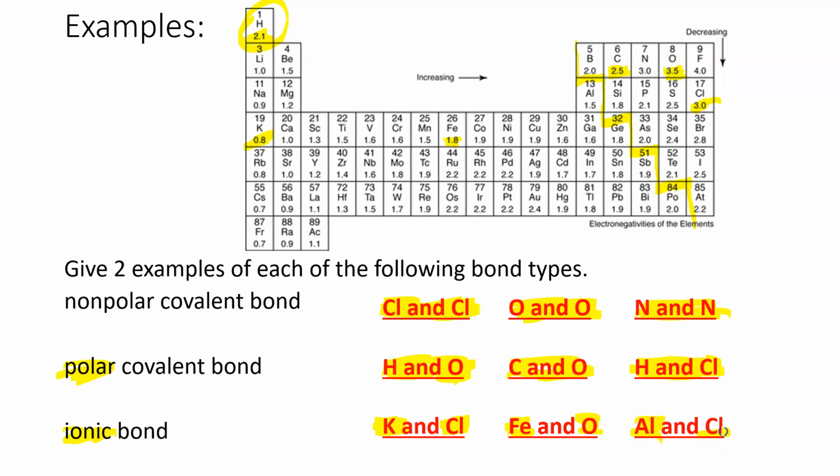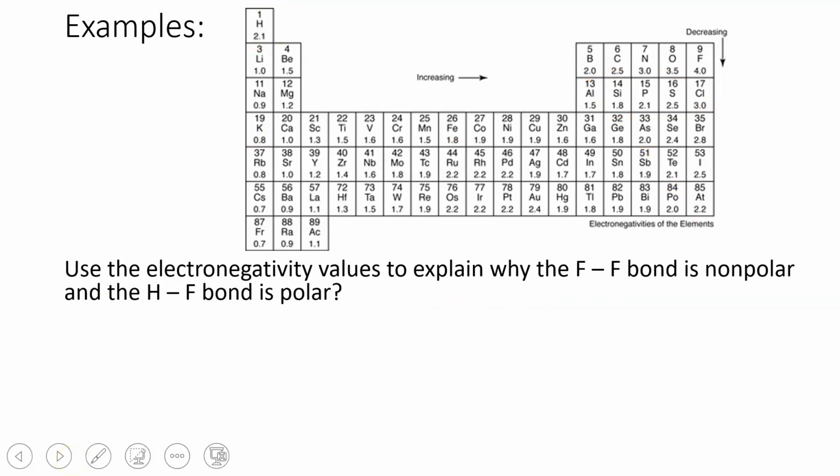Then we have aluminum and chlorine. Al, 1.5. Cl, 3.0. So big enough difference we can say that is an ionic bond. Now we've got some examples. Use the electronegativity values to explain why the F-F bond is nonpolar and the H-F bond is polar. So why is the F-F bond nonpolar and the H-F bond is polar? See if you can think about that. I'm going to go through the answer now.